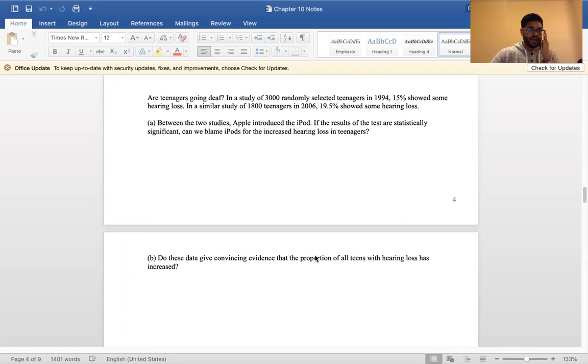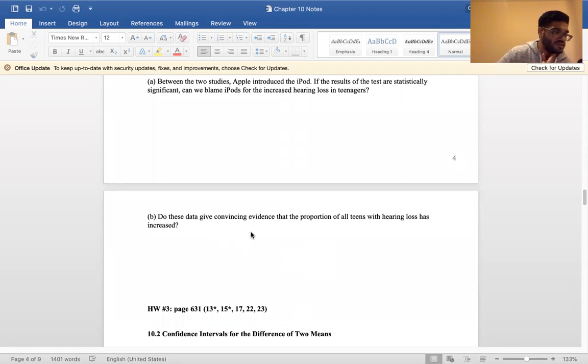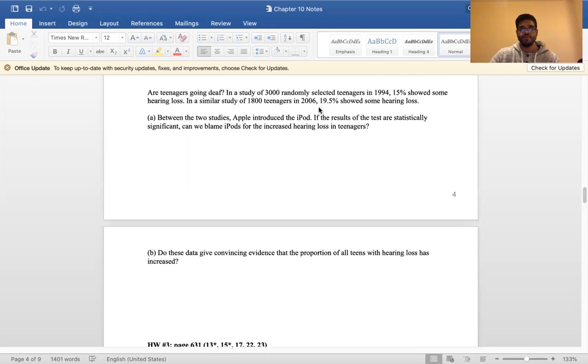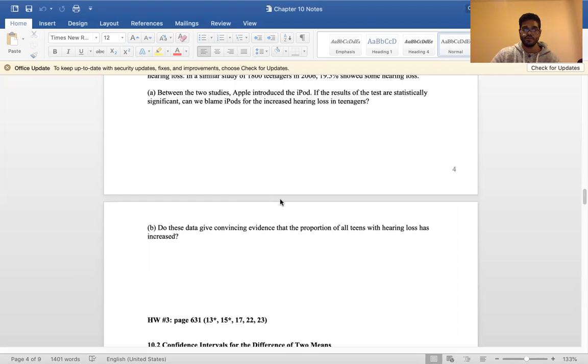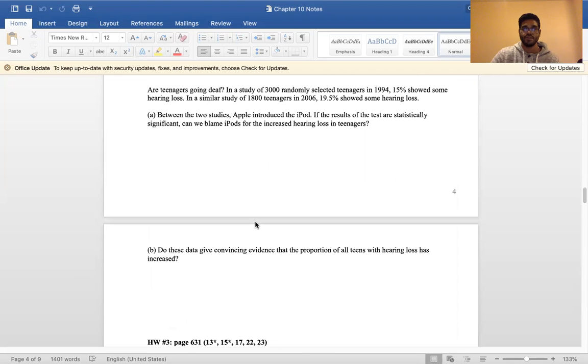Okay, last thing: do these provide convincing evidence that all teens have hearing loss? Try this out. See if you can find a P hat combined. We'll go through this whole problem together in class. You know a P hat 1 and a P hat 2 from the problem, 50 and 19.5. And when you're writing these out, make sure you define everything and keep track of what's what. Because when you subtract P hat 1 and P hat 2, if you flip it around, it may be a little different. So make sure you're reading the problem carefully as you go through this.